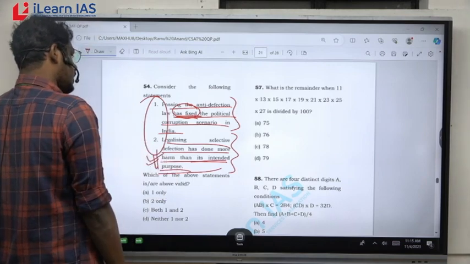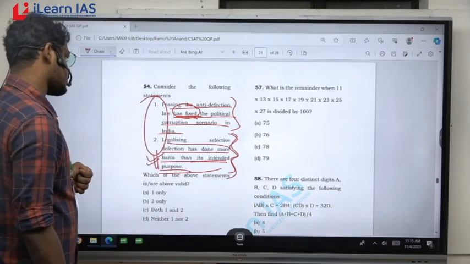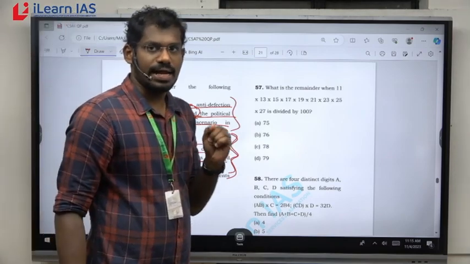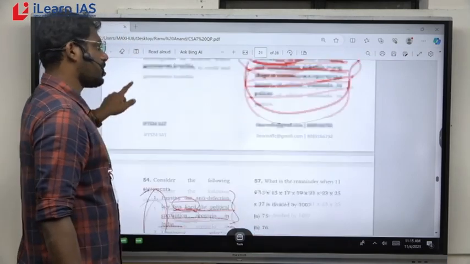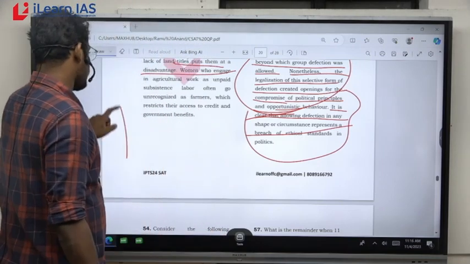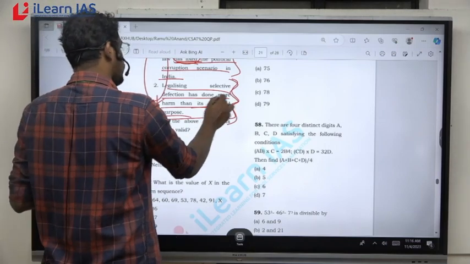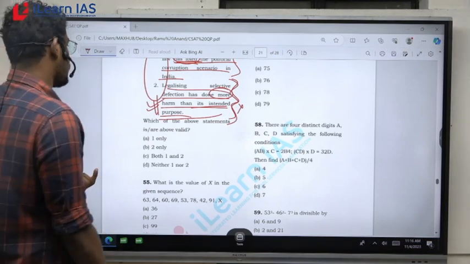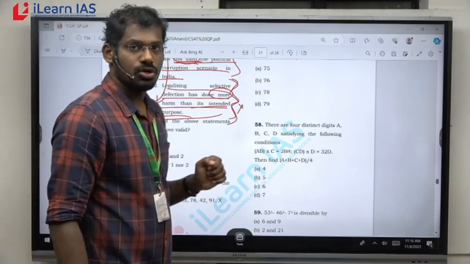So this is also not mentioned in the passage. Actually, the passage deals with how the harm is reduced by passing the anti-defection law, but it still caused certain challenges in the form of erosion of political ethics. So we cannot say that legalizing selective defection has done more harm than its intended purpose. No, it is not true. So the most probable answer is option D for question number 54. Neither one nor two.